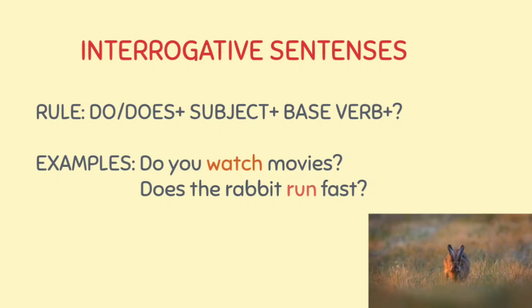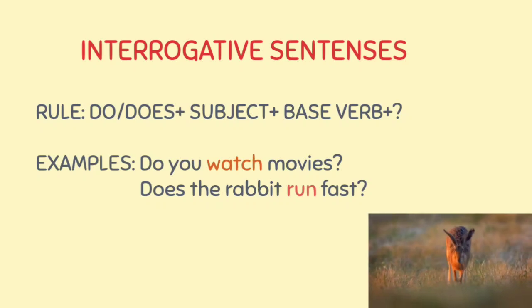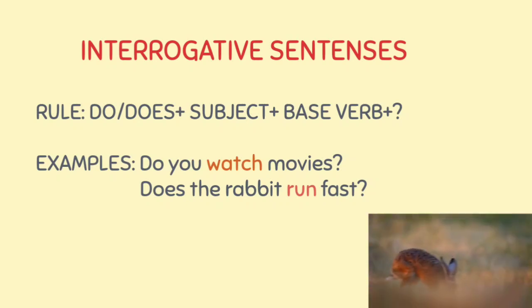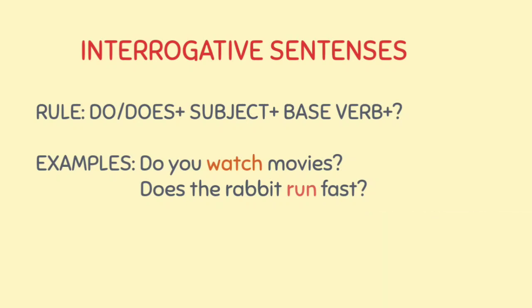Now understand interrogative sentences here. It is question sentences also. Rule is use do or does in the beginning, then subject, then base form of the verb, and in the end we use question mark. Examples are, do you watch movies? Does the rabbit run fast? So for you, I, we, they, we use do in simple present tense. And for he, she, it, or third person singular, we use does. So we are using does for rabbit because it is third person and singular. I hope it is clear.